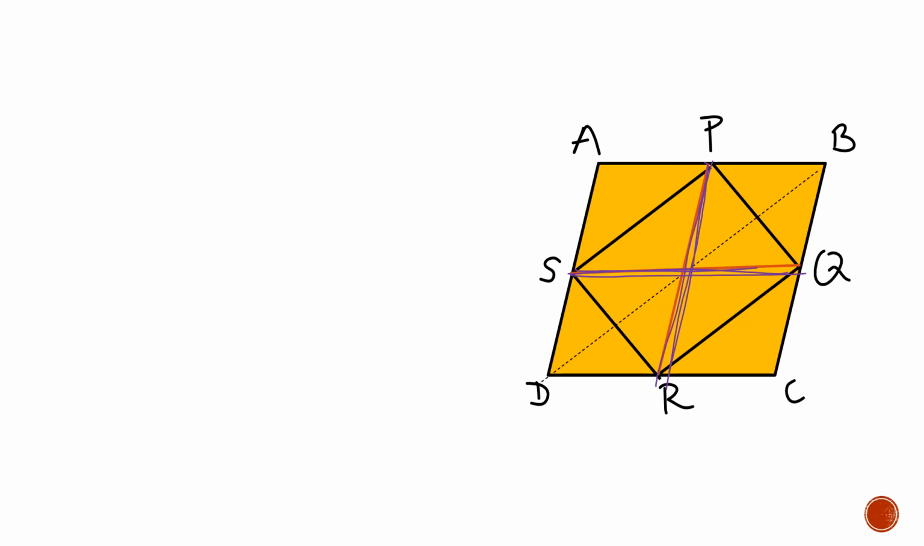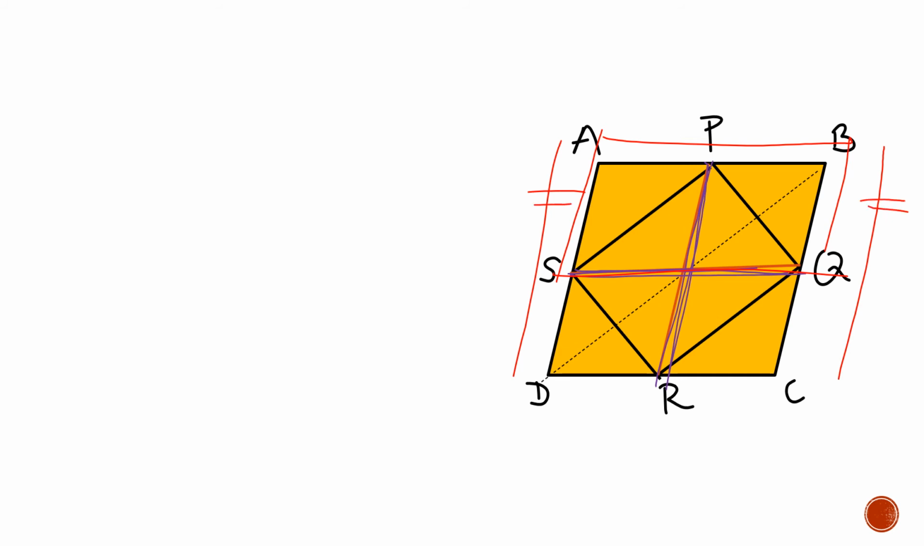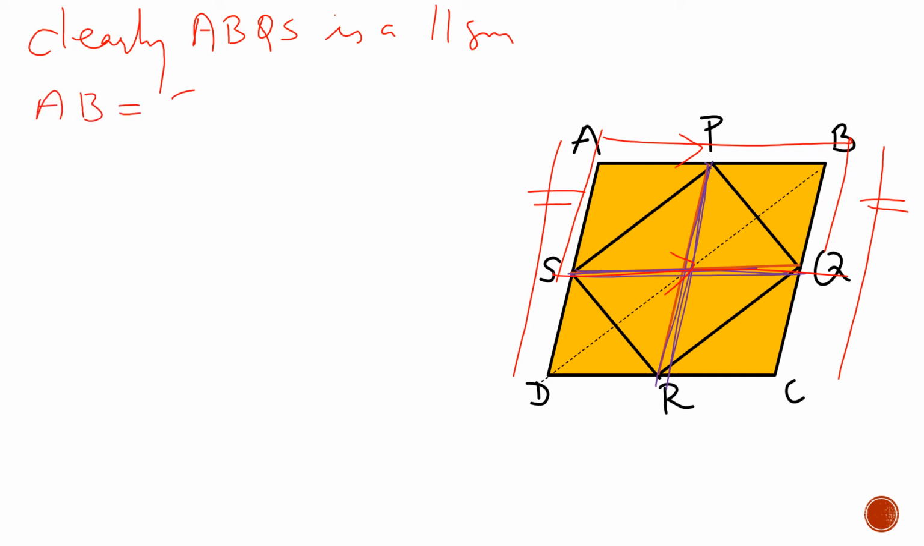So, for proving that, can you write down ABQS is a parallelogram? Yes, of course, because AD is parallel to BC and half of AD, that means AS will be equal to BQ. So, when one pair is parallel and equal, we can write down ABQS is a parallelogram. What is the use of doing this? The other pair we can write down is equal, that is AB is equal to SQ.